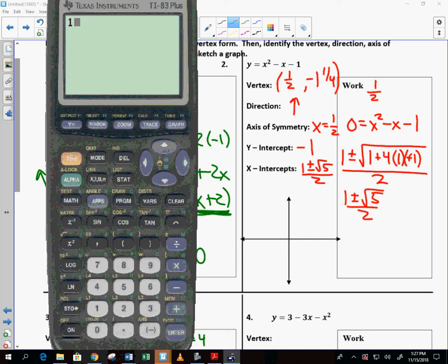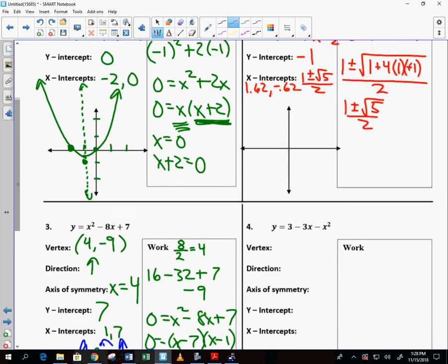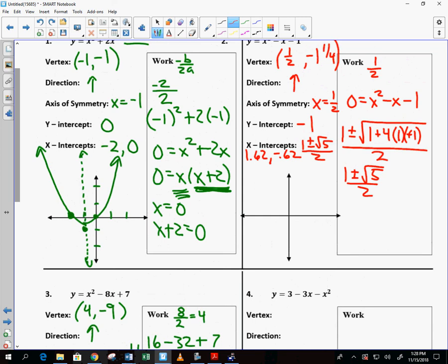All right. I take 1 plus the square root of 5. I press enter. That's what the numerator is. I divide it by 2 to get the denominator. 1.62. How do I get the other one? What do I do? I take 1 minus the square root of 5. Press enter. Divide that by 2. And I get negative 0.62. That's enough to graph right there. I'm going to make a 2 by 2 graph.